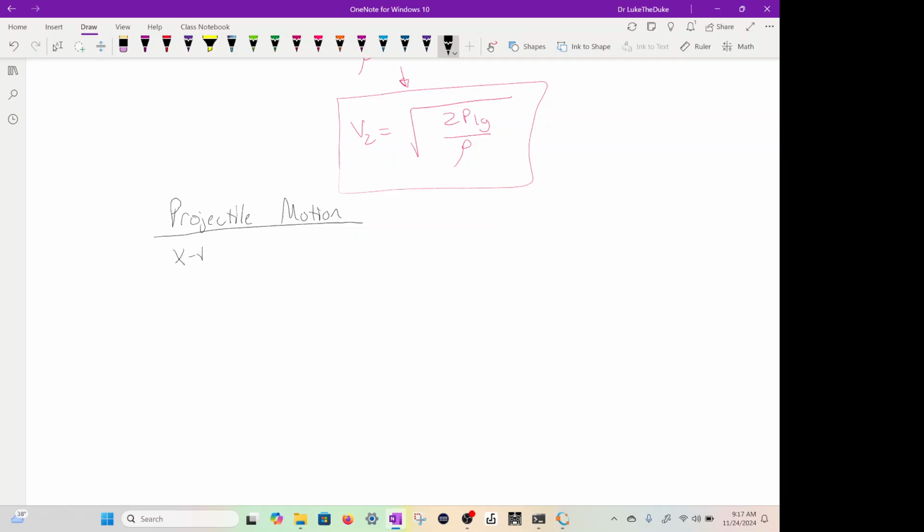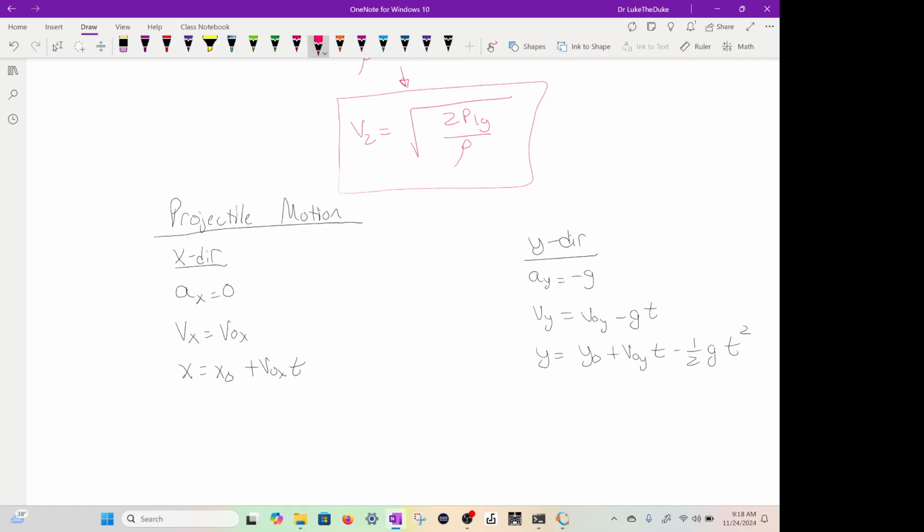We have x direction and y direction equations. We know that ax is 0, vx is v naught x, and x equals x naught plus v naught x t. In the y direction, we know the acceleration is negative g. We know vy is v naught y minus gt. And we know that y equals y naught plus v naught y t minus 1/2 g t squared.